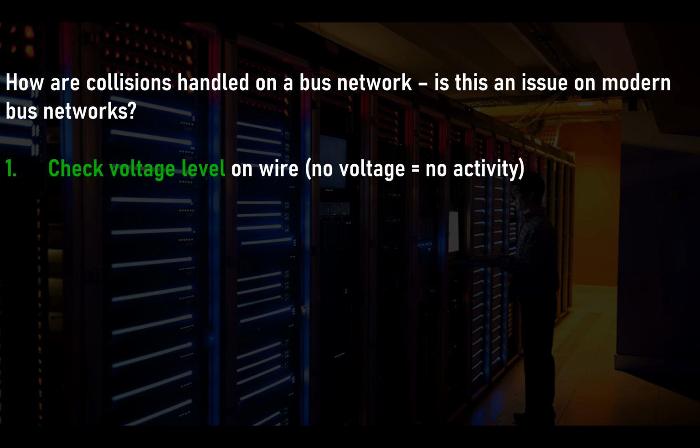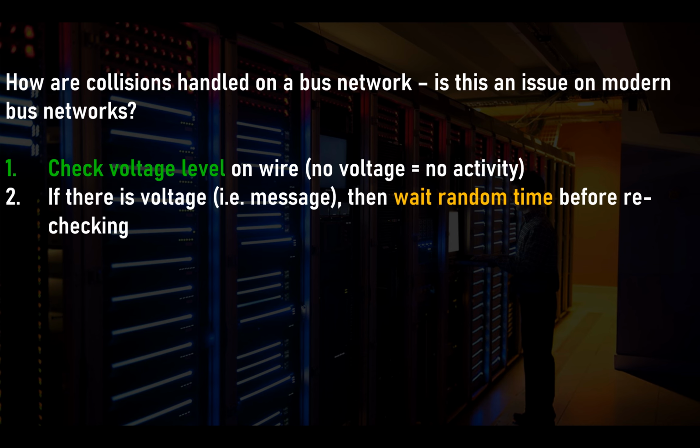So we're going to check the voltage level on the wire. If there's no voltage, no activity, no one is sending. If there is a voltage, i.e. a message, then we're going to wait a random amount of time before rechecking. The reason we're waiting a random amount of time is just so they don't both wait the same amount of time. Because if two devices are waiting and they both wait the same amount of time, they're going to try to transmit at the same time. Then we're going to get a collision.